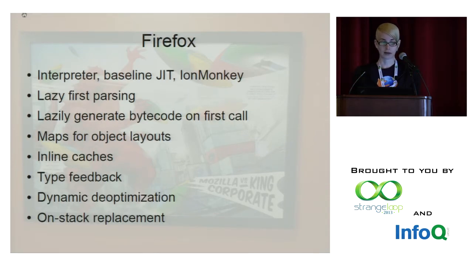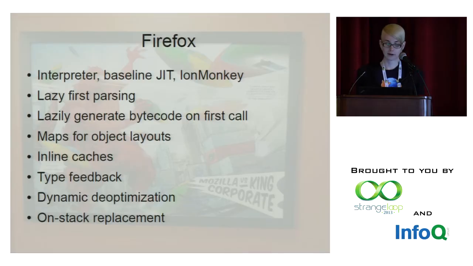Inside of Firefox, there's an interpreter, a baseline JIT, and the IonMonkey optimizing JIT. So you have a bit of a similar structure where the interpreter allows them to start executing your program very fast. What they do is they do a lazy first parsing. So you can dump a lot of JavaScript code on it, but the first parsing will actually only check for syntax errors and establish where the functions are located inside the file. And then only the first time that you call a function will it generate bytecode and parse the function. And then they use a lot of the same techniques that were pioneered for Self, like maps, inline caches, type feedback, dynamic de-optimization, and so on.